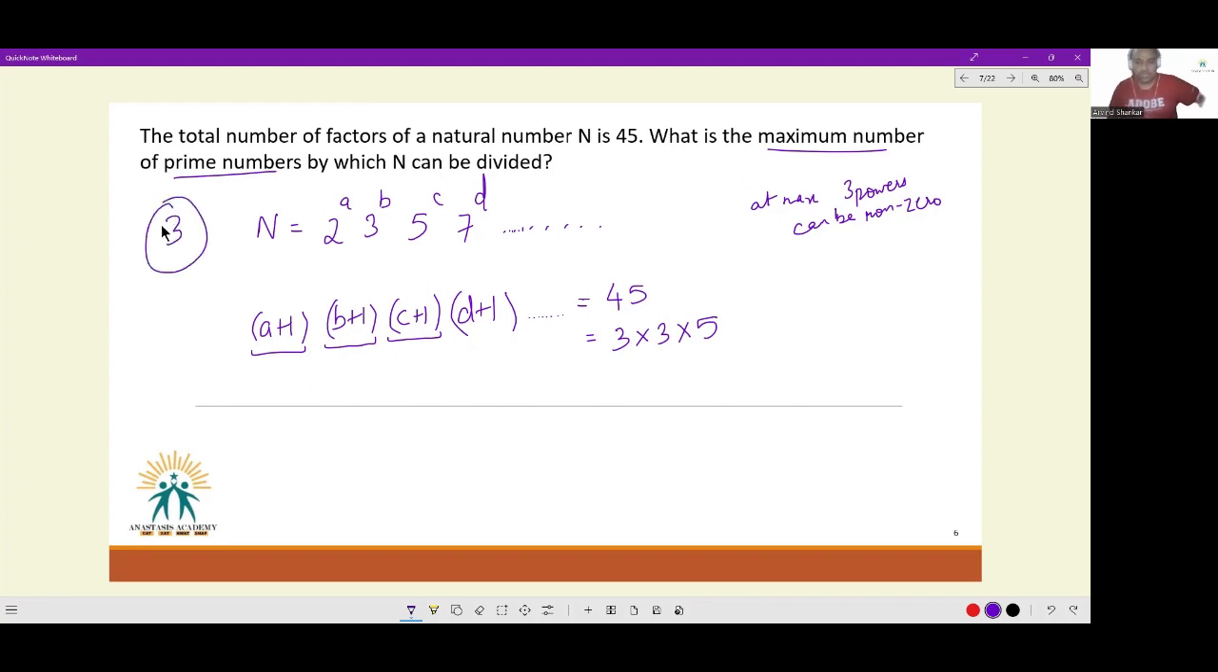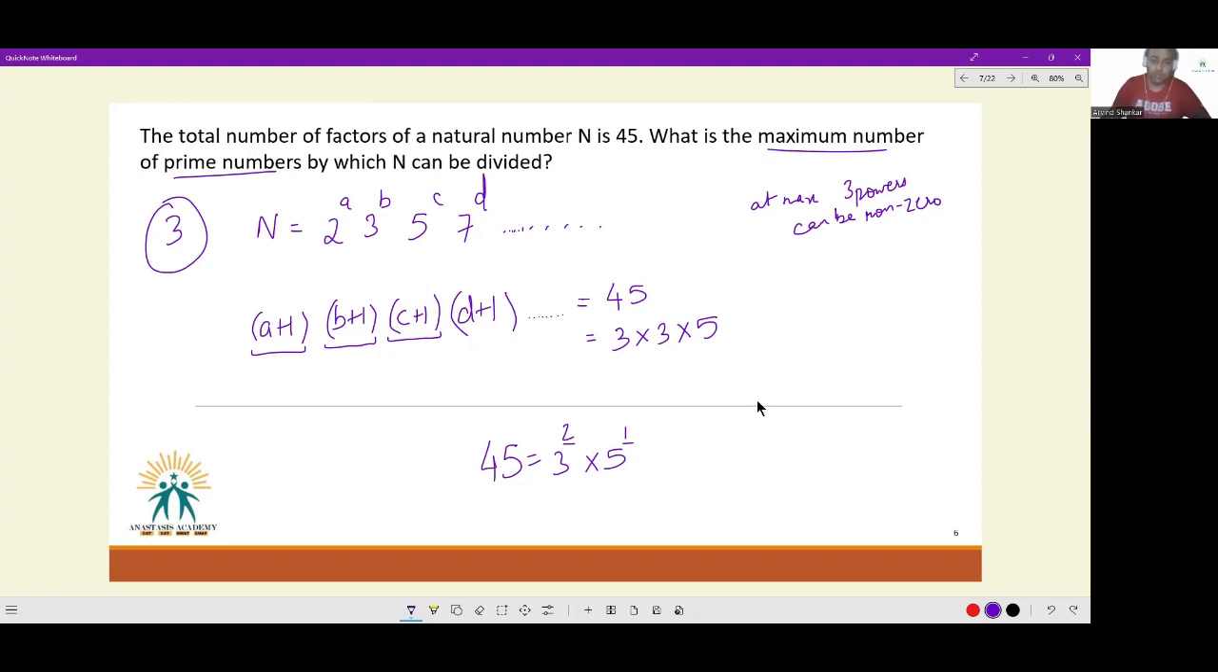Now, this is when you're solving it for the first time, when this idea strikes you for the first time, then this is how you solve. If we want to reduce the work, like we reduce the work in a lot of other places, say you have the total number of factors of a number and you want the maximum number of prime numbers that the original number can be divided by. All you do is write down 45 in its prime factorized form. In its prime factorized form, it is this. So your answer is 2 plus 1. That's it.